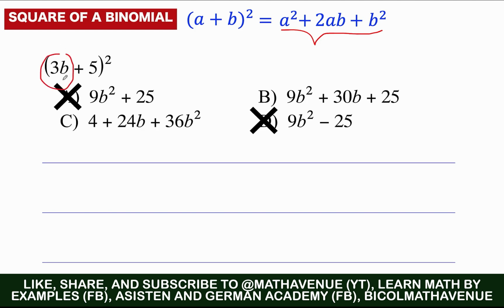3 squared is 9, so you have 9B squared. Then multiply 3B times 5 and then double it. 3 times 5 is 15. Then copy B, 15B, and double that to get 30B. And then square 5 to get 25. So the answer is letter B.